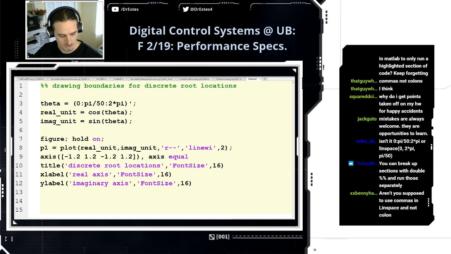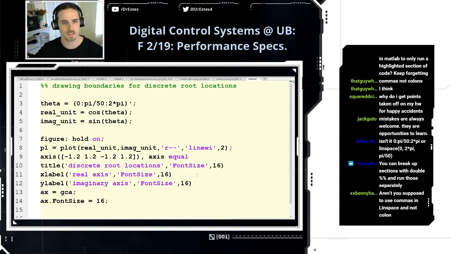Imaginary axis. Do I want anything else in here yet? Ooh, we're also going to make the tick marks a bigger font size. So you can use these 2 lines to set that up. So I'm setting everything to font size 16. All right, let's run this.